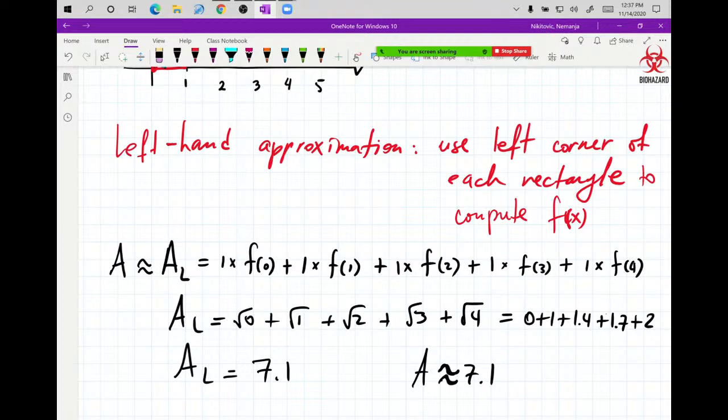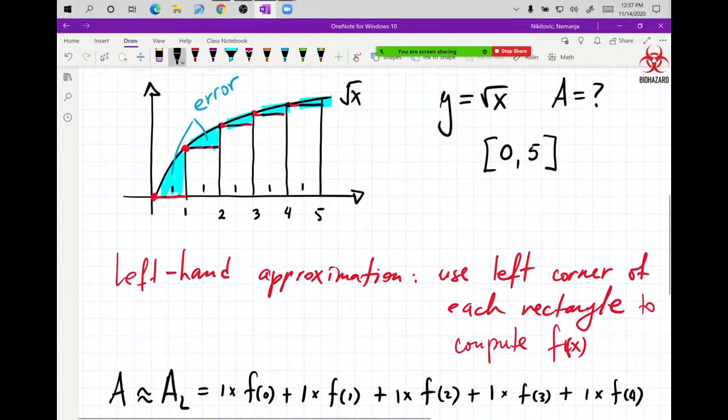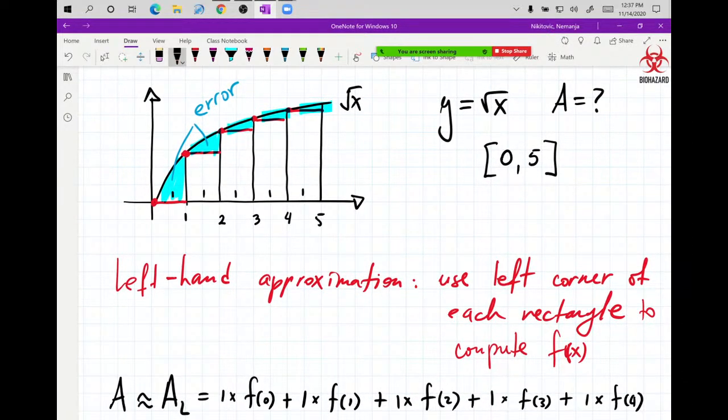I know that the true area is bigger than 7.1. Because look, there are these blue regions. The blue regions are all of the area that I didn't account for. So I just left it there, right?